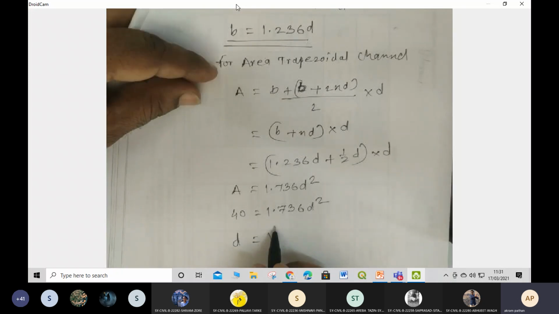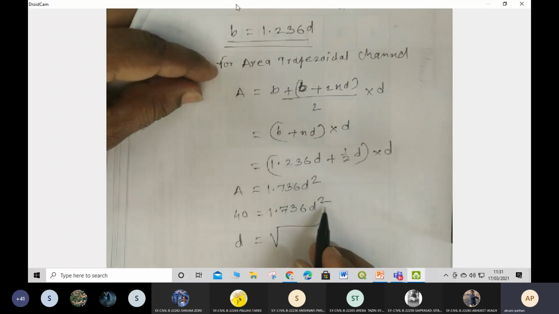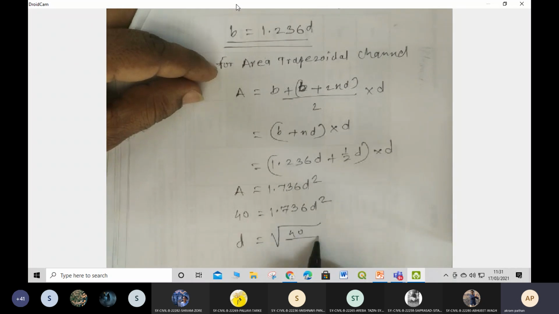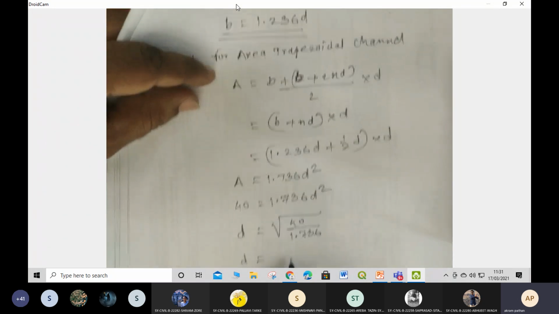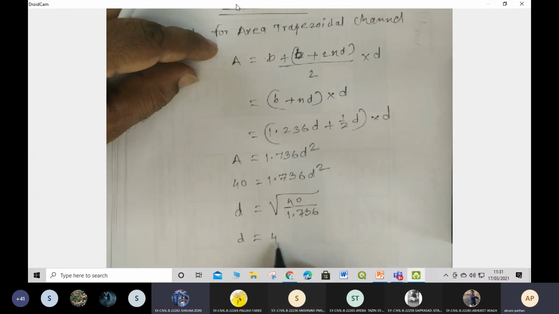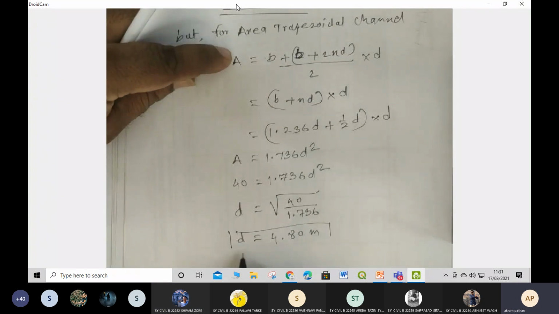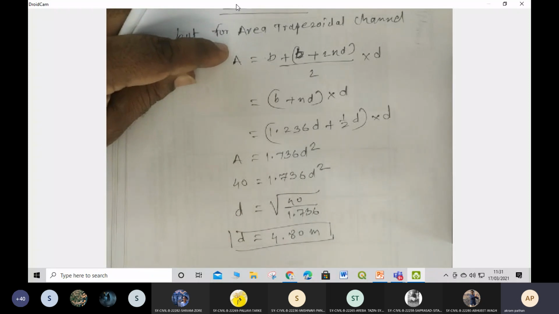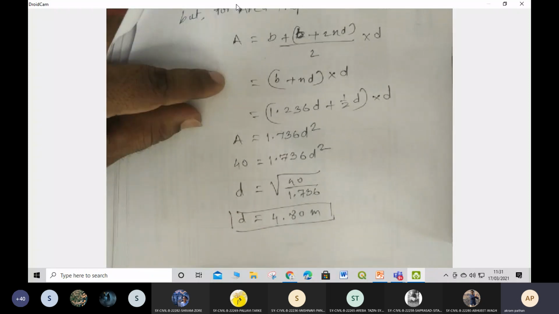So D is equal to, if I remove the square, under root 40 divided by 1.736. So how much is the value of D? Under root, it is 4.80 meter. So this is the depth of flow in the trapezoidal channel section.